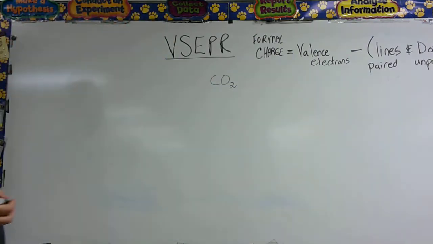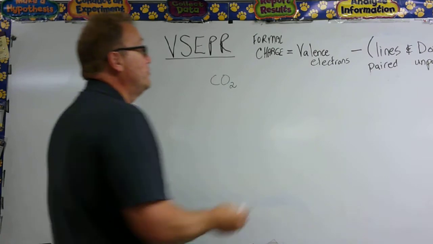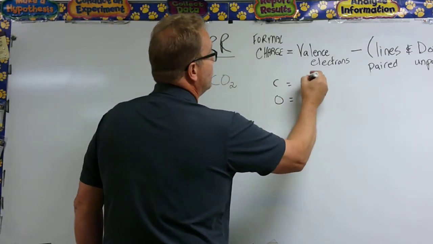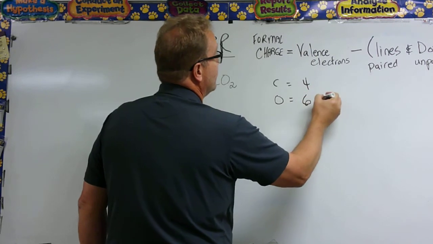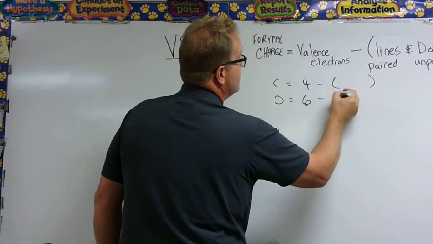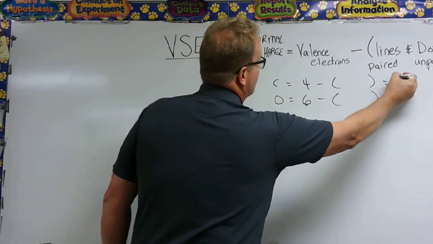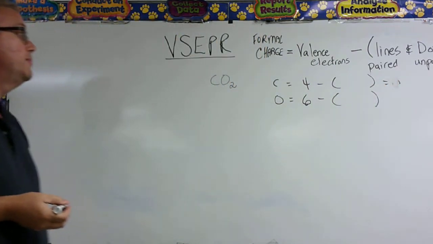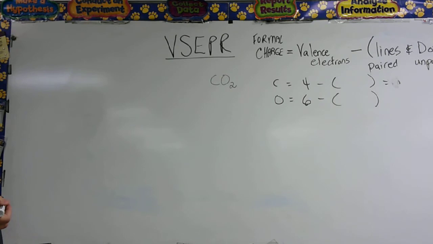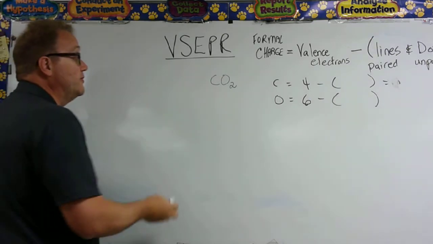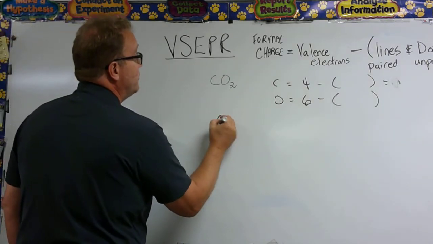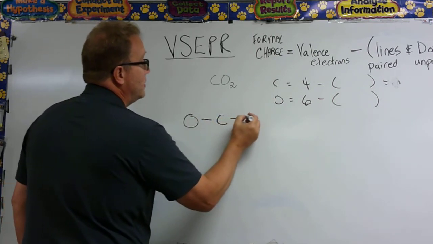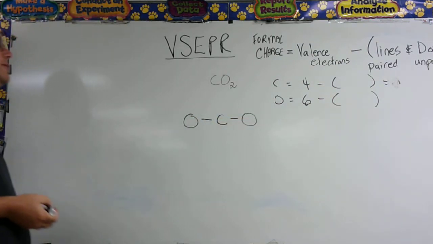Okay, we do our C, we do our O. C is 4, oxygen is 6. That's going to equal, hopefully 0, because again, it's a neutral atom. I can notice, according to this, my central atom is going to be the smallest amount, which is carbon. And at the bare minimum, I'm going to have these lines here.